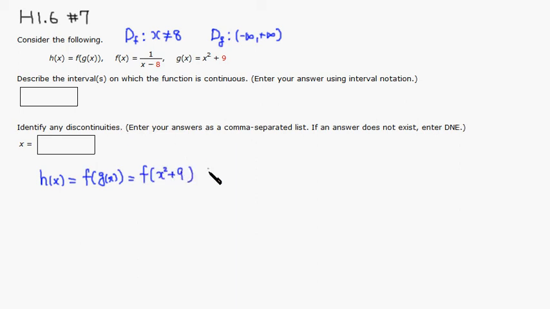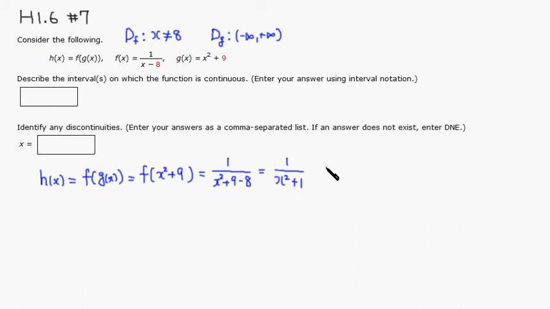Then f is 1 over x minus 8. So we plug in x squared plus 9 minus 8. Right? So you can see that that's 1 over x squared, sorry, not 8, x squared. So 9 minus 8 is plus 1. So you have a rational function, and you can see that the rational function is continuous on its domain.